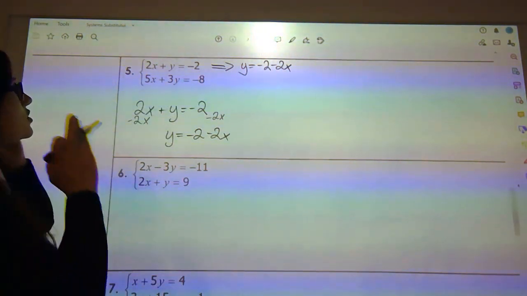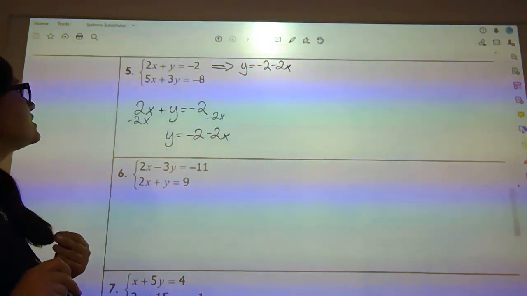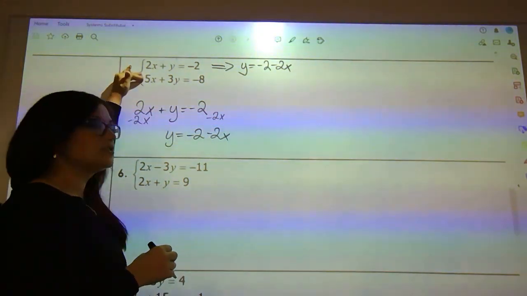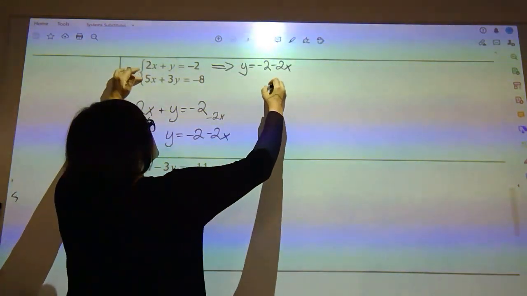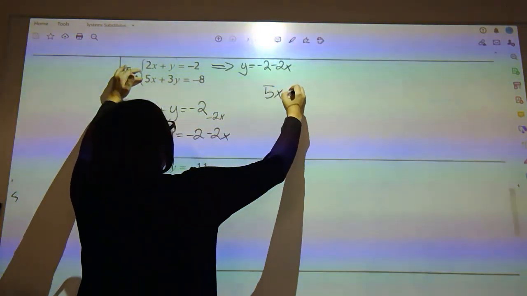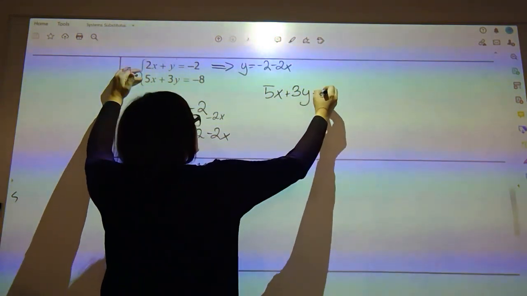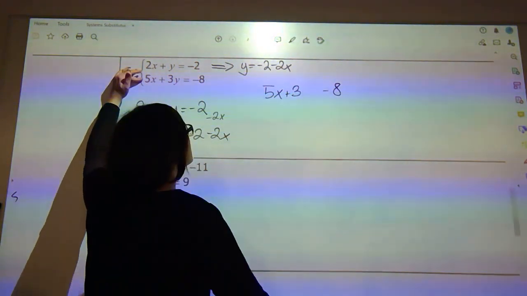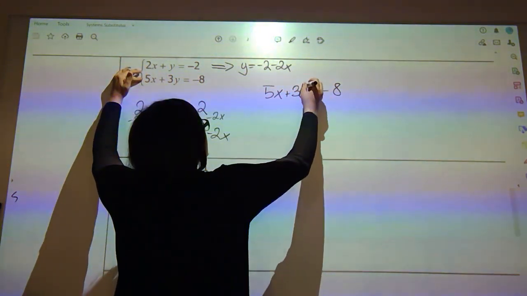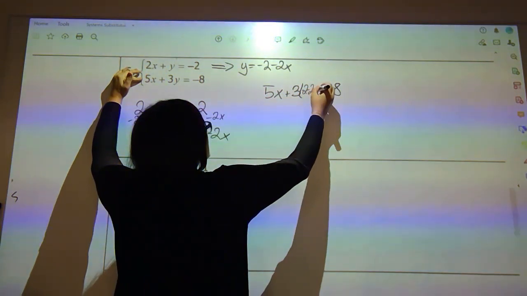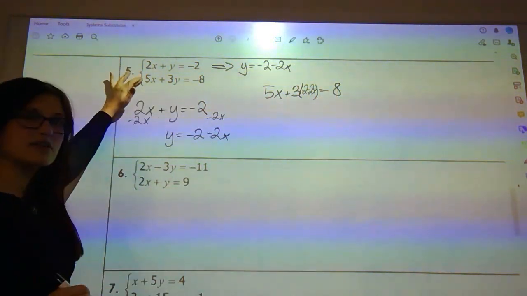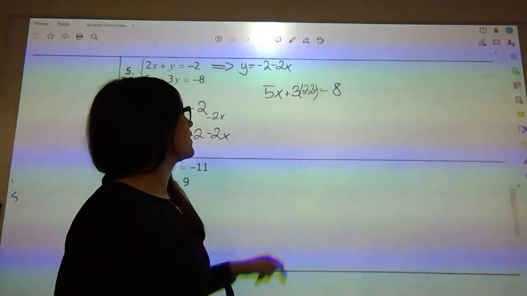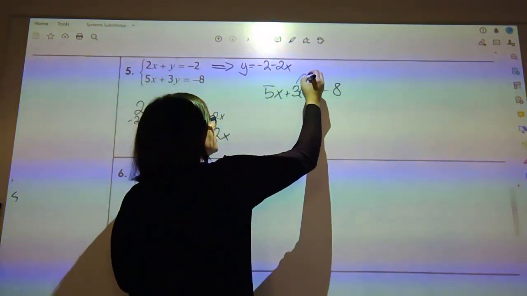All right. So now it's time, since we have my equation A solved for y, I'm going to plug it into the equation B, right? So I take equation B, just like we did before, 5x plus 3y equals -8. And instead of y, what am I going to write? I'm going to write -2 minus 2x, equals -8. I really didn't give myself that much room. That's -2 minus 2x. Okay, so I'm going to distribute.